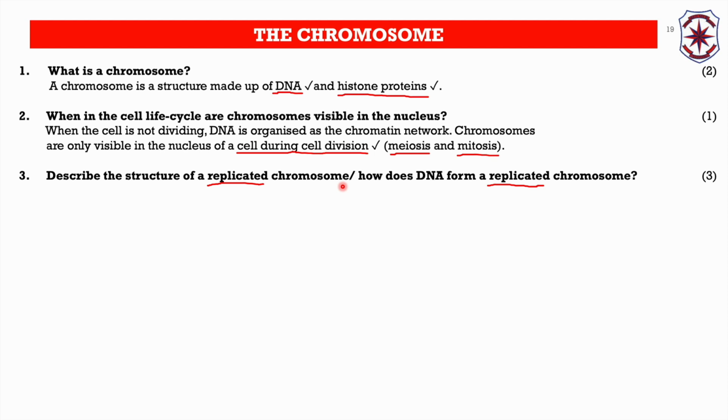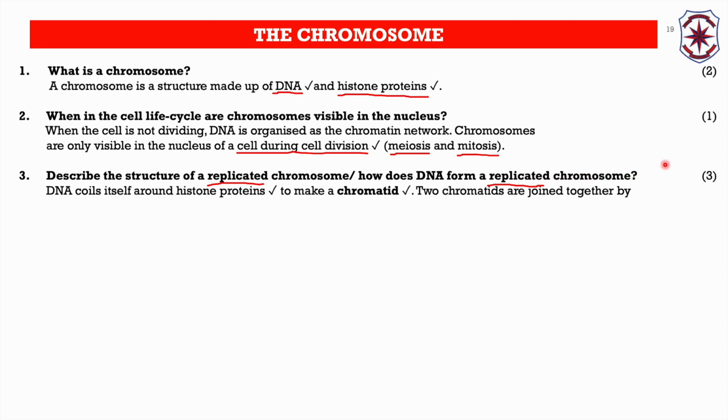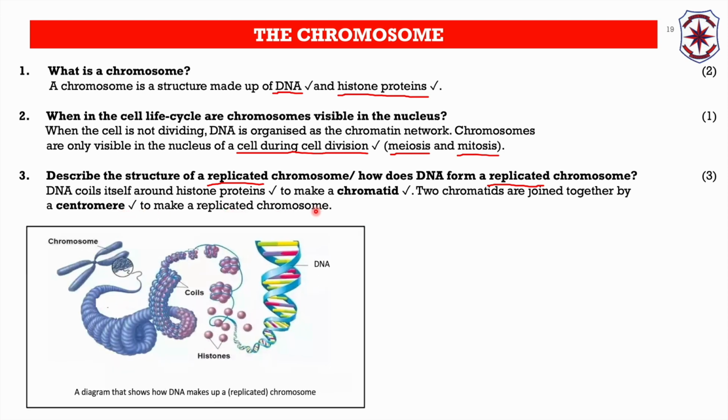Okay, or they can ask this question in a different way. How does DNA form a chromosome? The answer to that is, DNA coils itself around histone proteins, one tick, to make a chromatid. One tick. Two chromatids are joined together by a structure called a centromere, one tick, to make a replicated chromosome.